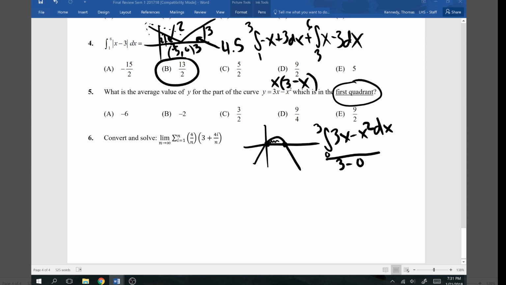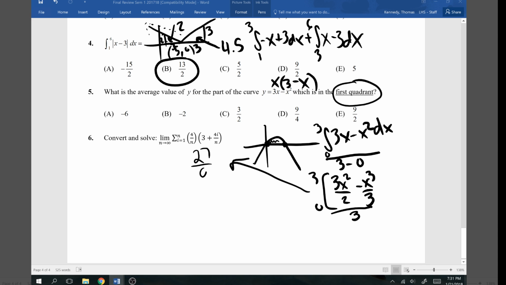And yeah, you just solve this. So you get 3x squared over 2 minus x cubed over 3. And we're plugging in 3 and 0 and divided by 3. So what do you get? You get 3 times 9, which is 27 over 6, minus 3 cubed is 27 over 3 is 9, divided by 3 is 3. So 27/6 minus 3. So 27/6 minus 18/6 is 9/6, which is 3/2, which is the answer.